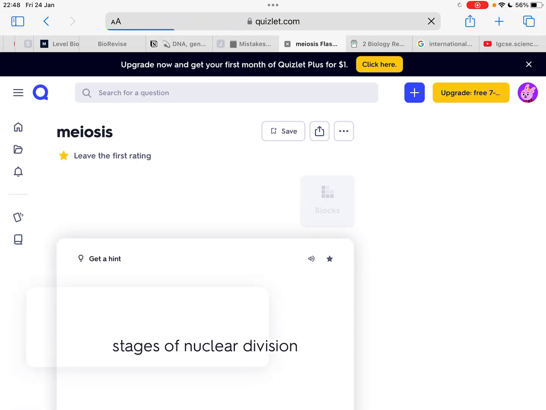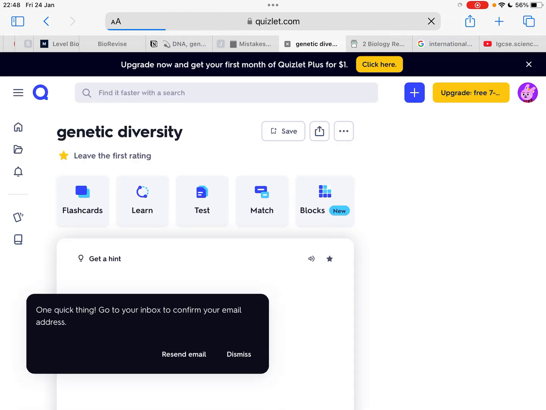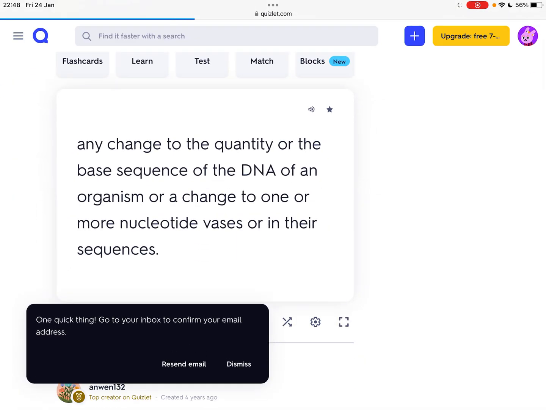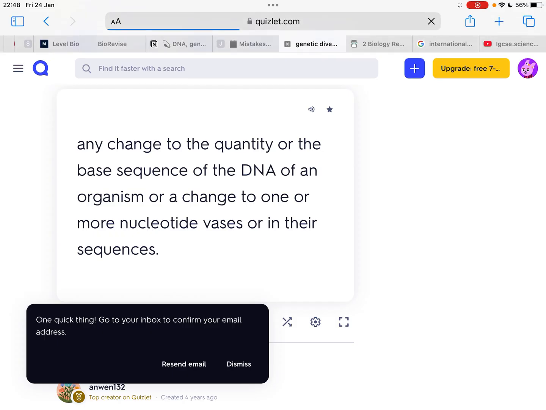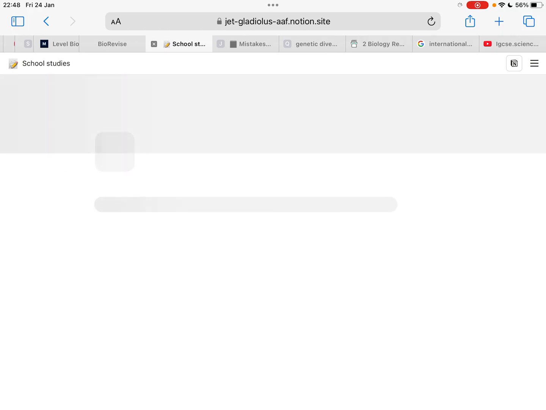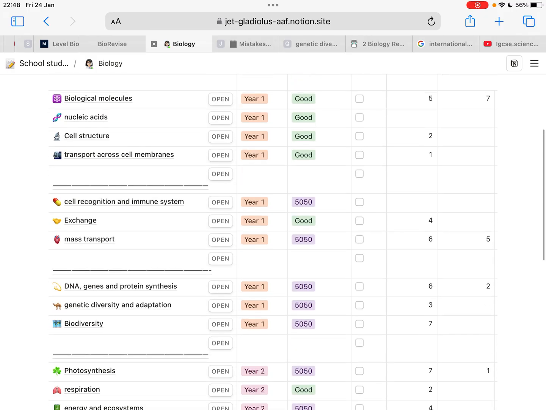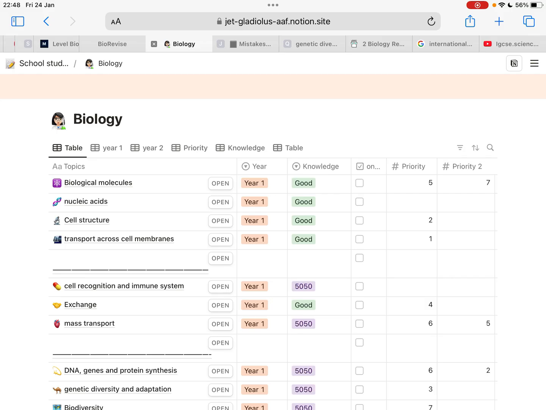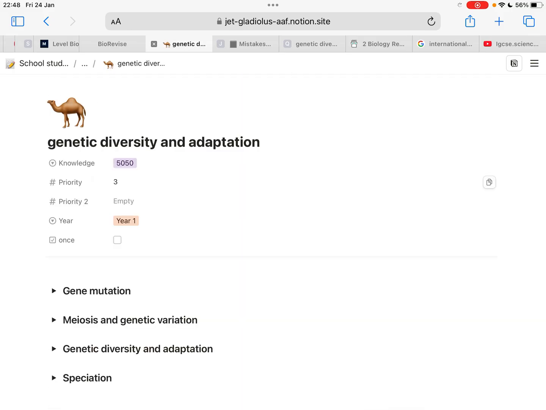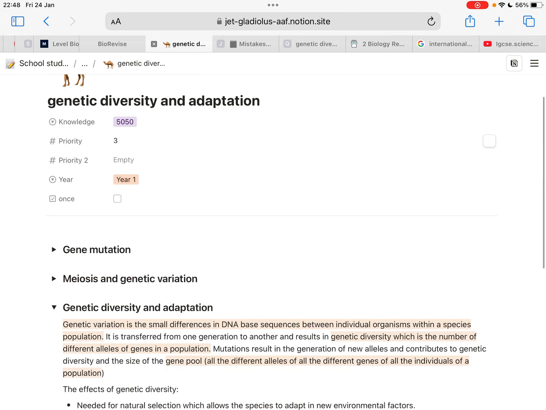Let's do genetic diversity, for example. We're doing this in another video, but let's have an example. Mutation, for example, what is mutation? Any change to the quantity or the DNA, etc. This one is very useful as well. I'm going to cover all of this with you together. Do not worry. This is for all chapters, for biology, chemistry, and math. The chapter is over here, and then we can go to the nucleic acids, genetic diversity and adaptation. For example, here the effects of genetic diversity, etc.